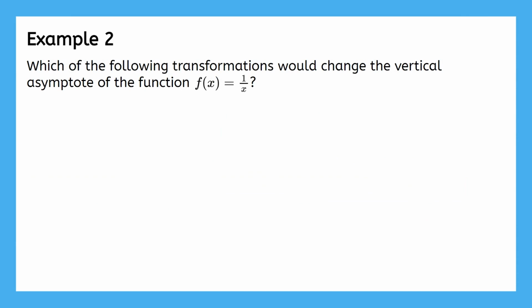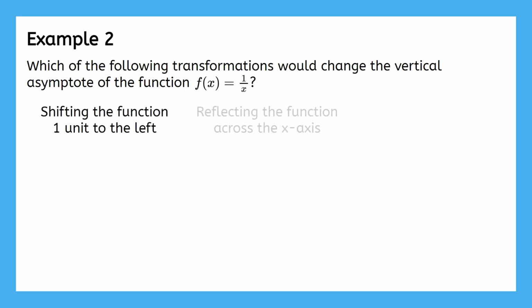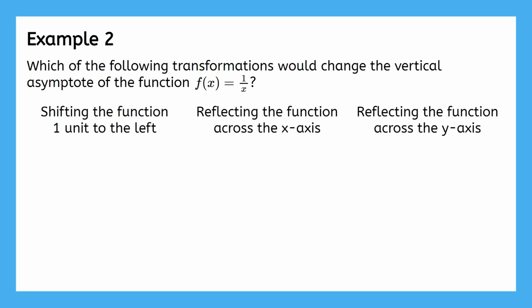We'll do one more example. Which of the following transformations could change the vertical asymptote of the function f of x equals 1 over x? Shifting one unit to the left, reflecting across the x-axis, or reflecting across the y-axis? Again, it's useful to remember our list of properties when reflecting 1 over x. Do you remember which property can help us with this question?